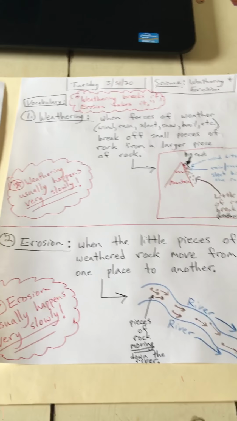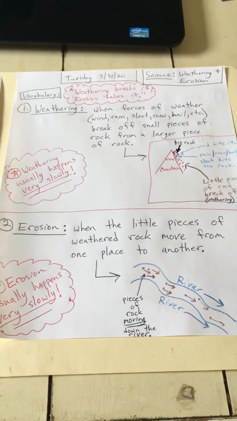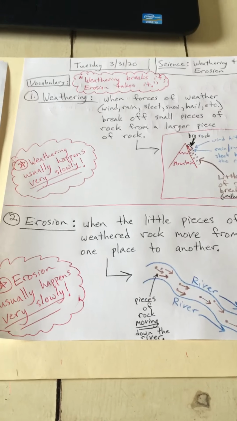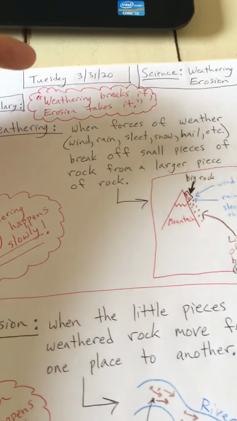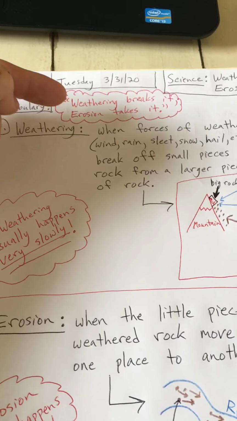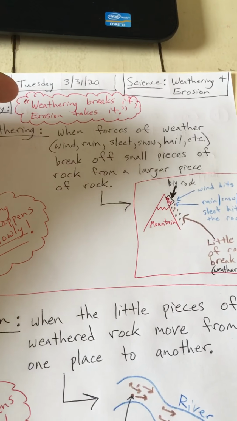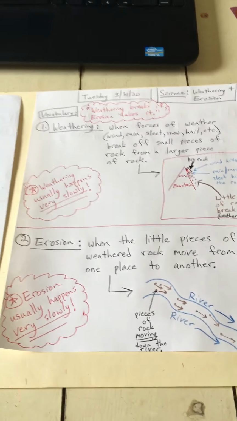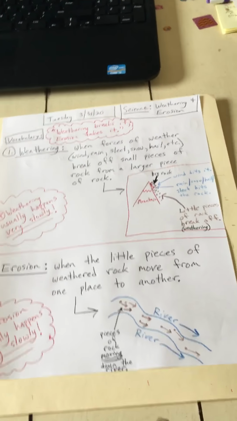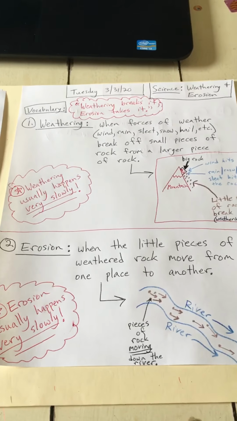Number two says erosion. It's when little pieces of weathered rock move from one place to another. So like we set up here, weathering breaks it. That's what breaks the little pieces of the rock off. Erosion takes it. So erosion is the movement of those little pieces of rock from one place to another.